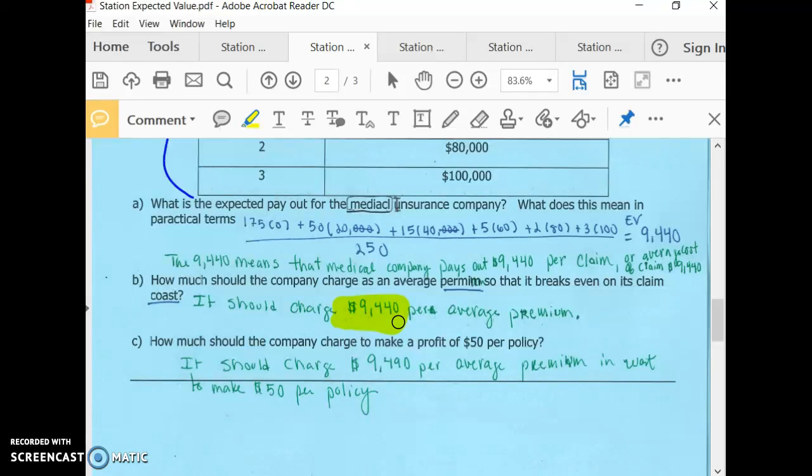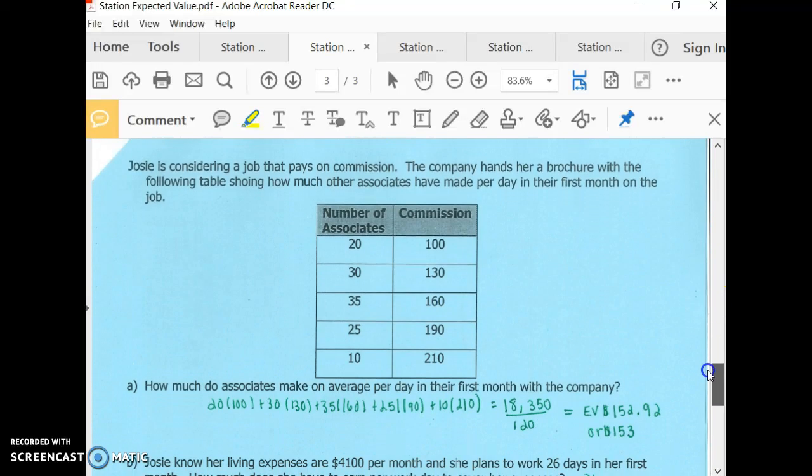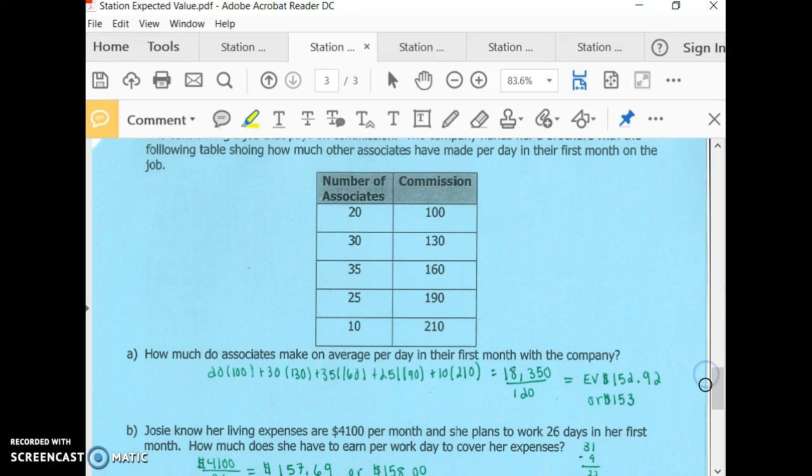Okay. If the company wants to make $50 of profit per premium, guess what? They've got to bump up that $9,440 by $50 to get that next thing. It should charge $9,490 per average premium, if they want to make $50. Okay, so on this next one, same situation.